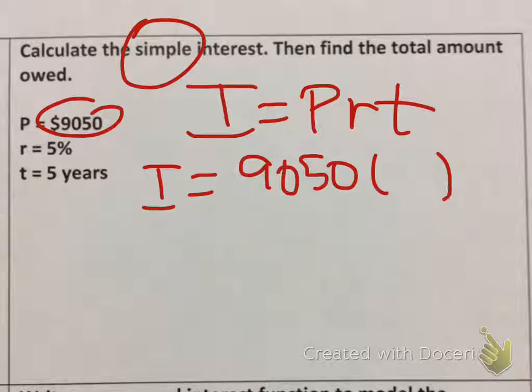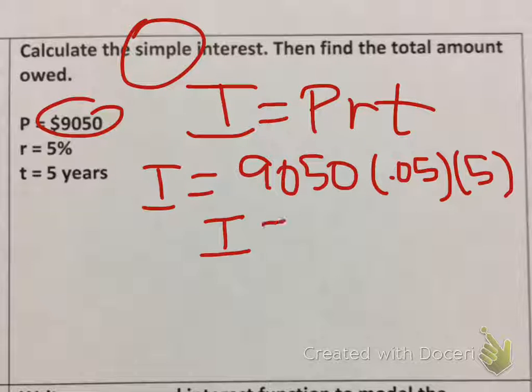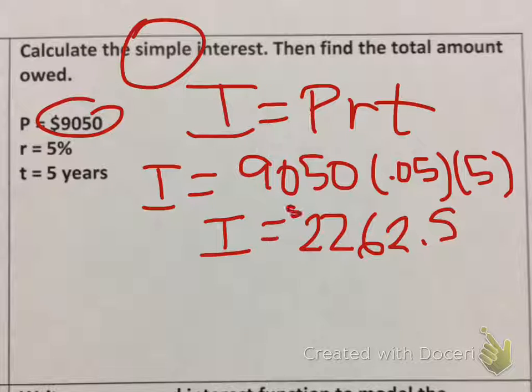My rate is 5%, but I write that as a decimal, so 0.05, and then times the number of years, which is 5. So then just take a second and plug that in on your calculator. That will give you your total interest. Your total interest is $2,262.50. So that gives me my interest.